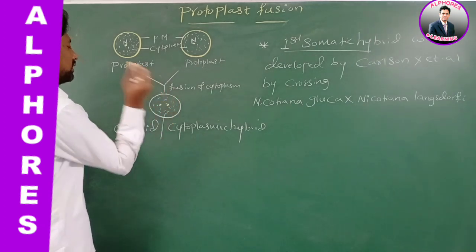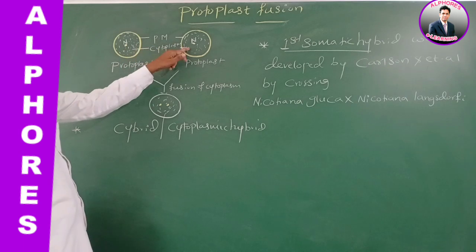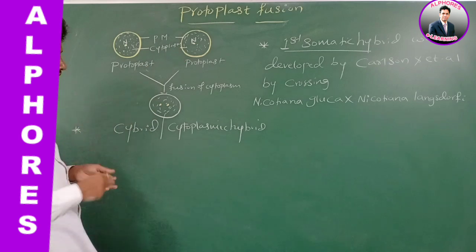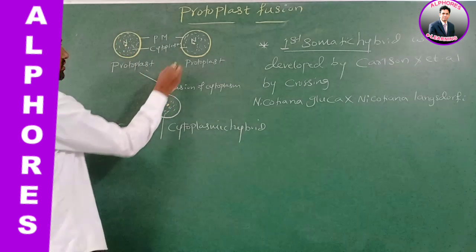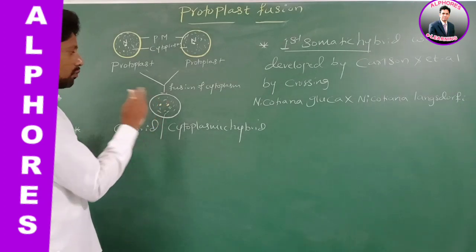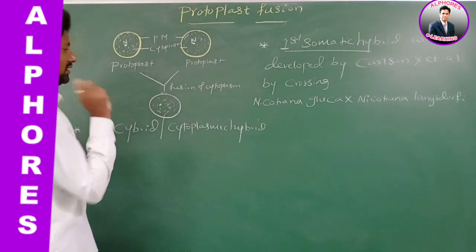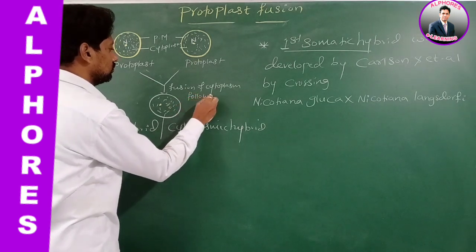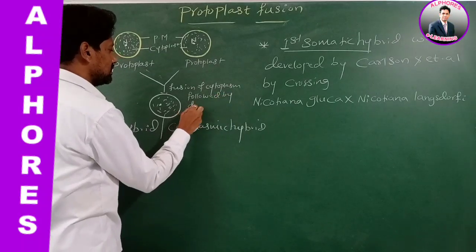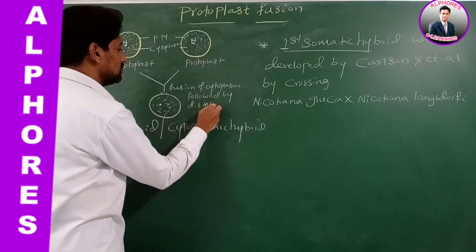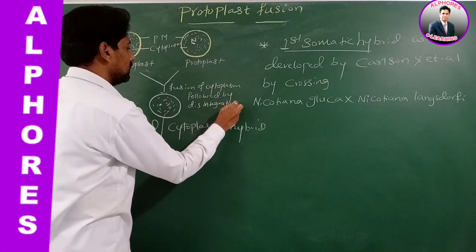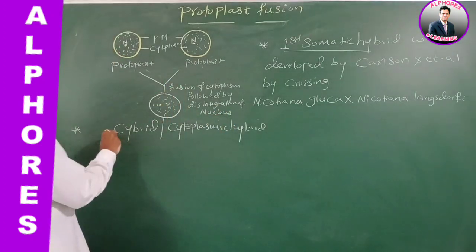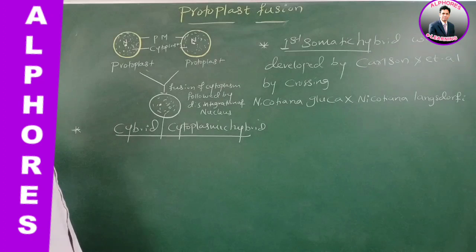Now, see this diagram carefully. Sir, fusion of what has taken place? Cytoplasm has taken place. This cytoplasm fused with this cytoplasm. Is it okay? Now, this is nucleus of this and this is nucleus of this. Sir, here how many nuclei are present? 2. Out of 2, 1 disintegrates. Therefore, fusion of cytoplasm followed by disintegration of nucleus results in the formation of cytoplasmic hybrid or hybrid.